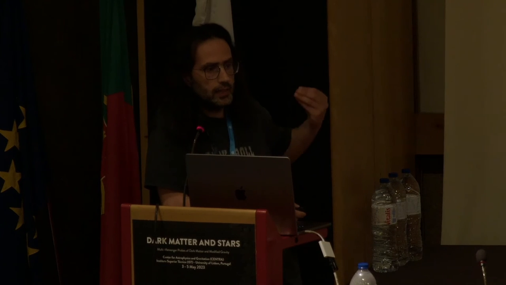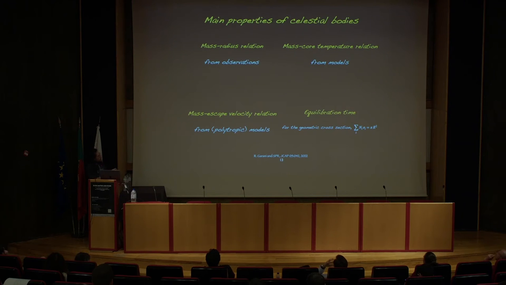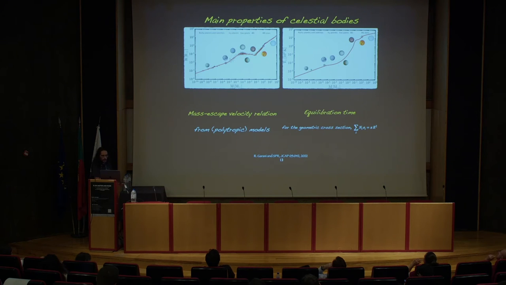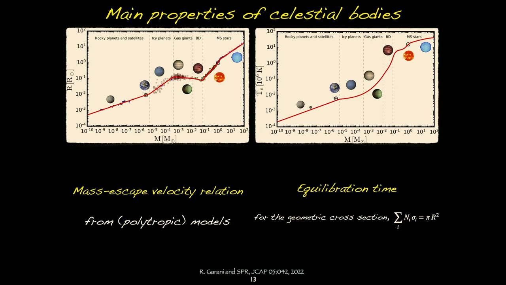But we can try to see if this is as simple as it seems for any other object. So what we wondered, and tried to do, is to compute this evaporation mass for any object in the universe which is in a static equilibrium. For that we need to model the objects. So what we did is, for instance, we obtained the mass-radius relation from observations. We obtained the mass-core temperature relation from modeling. And the mass-escape velocity relation also from models, although this has very little impact because the dark matter evaporation mass has very mild dependence on this.